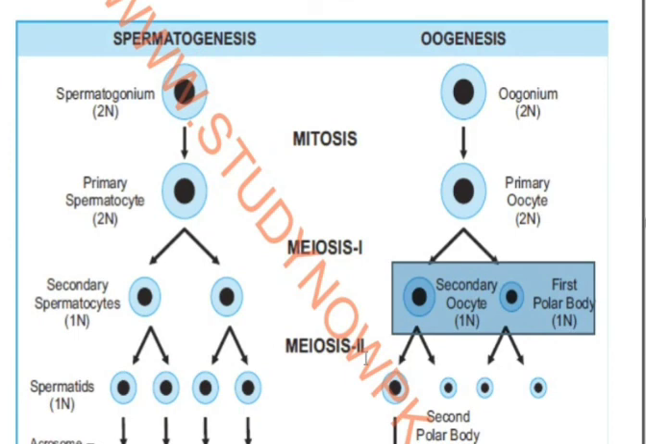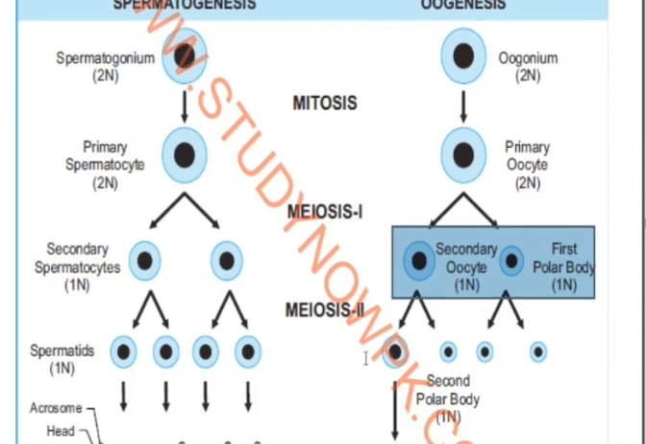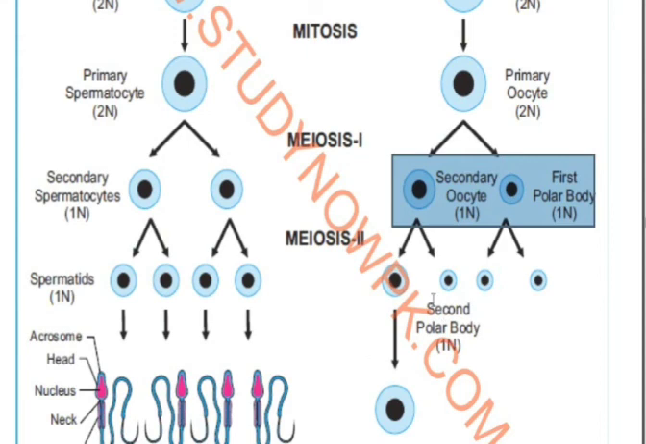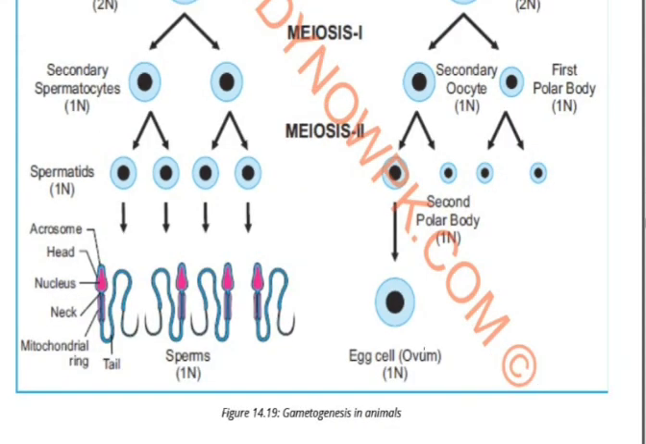The secondary oocyte then undergoes meiosis 2. It has two haploid cells, a second polar body and an egg cell. Here, see, this is the second polar body and the egg cell. This egg cell is now present for the fertilization. This is the process of gamete formation in the female reproductive organ and the male reproductive organ. I hope this is clear. Any kind of queries are welcome. Please feel free to ask me.